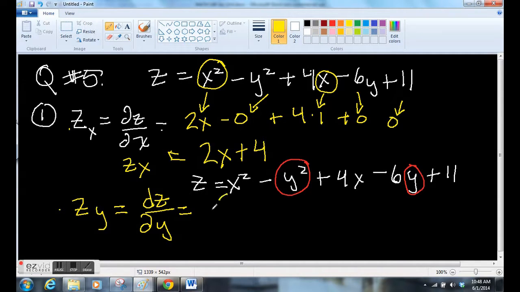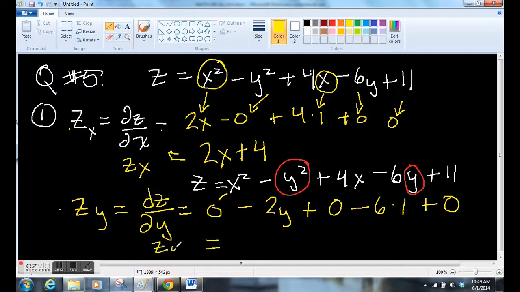So the derivative of x squared is now 0 because that's a constant, minus the derivative of y squared, which is 2y, plus 4x, that's a constant, so 0, minus the derivative of 6y, which is 6 times 1 because y is the variable, and 11 is a constant, 0. So the derivative in terms of y, or zy, the derivative of z in terms of y, is negative 2y minus 6. Whew! That was step 1.